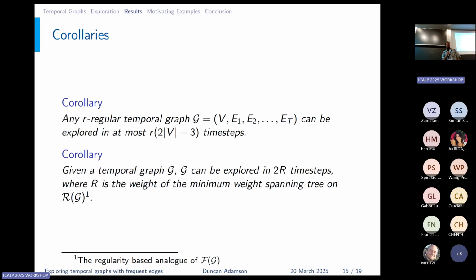Of course, we can generalize this right away to these regular graphs. So we can explore our regular graph in r times the 2 times number of vertices minus 3, and we can explore a graph in general in 2 times the r time steps, where this is the weight of the minimum spanning tree on what we call the regularity graph, which is just the frequency graph, but we weight it with the regularity rather than with the frequency.